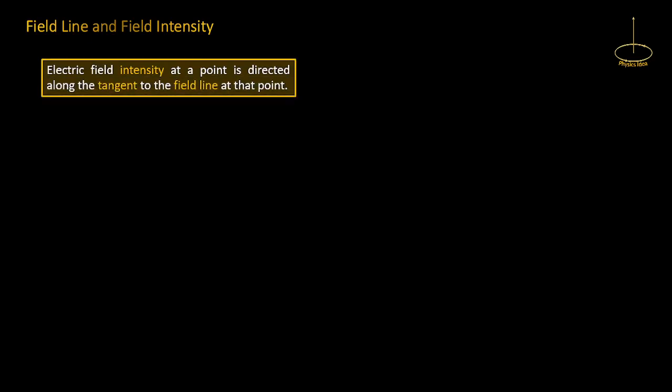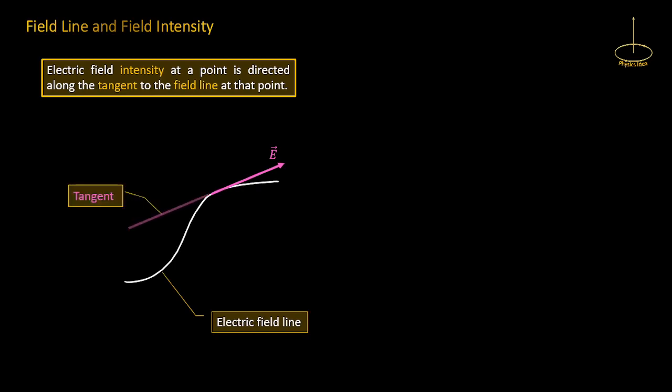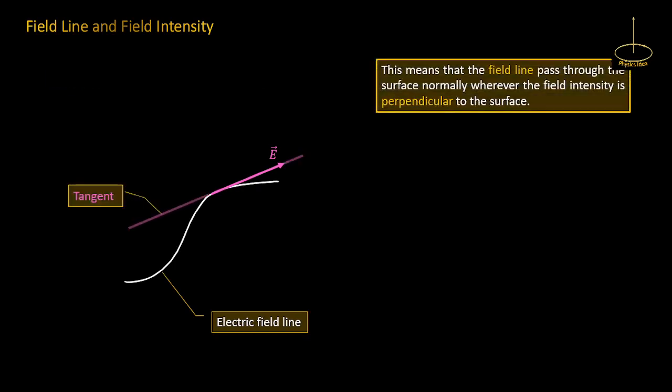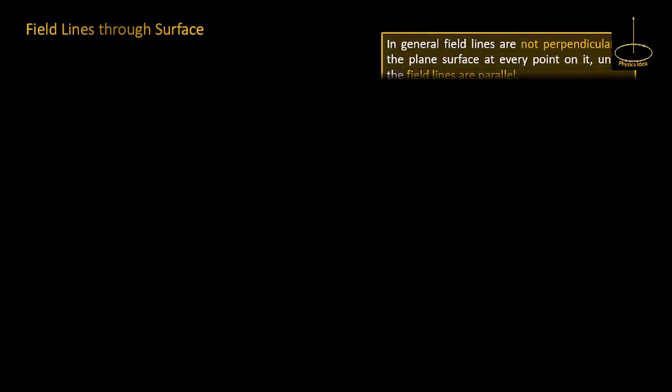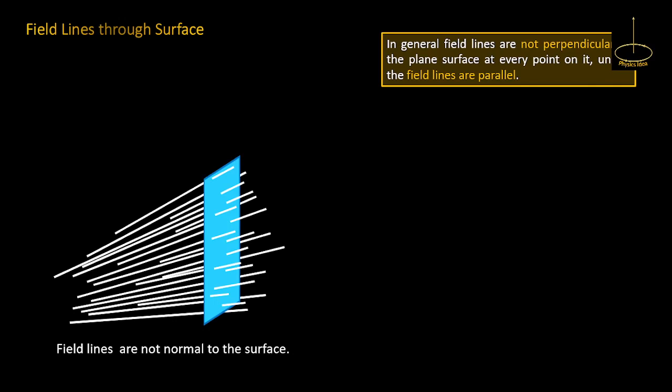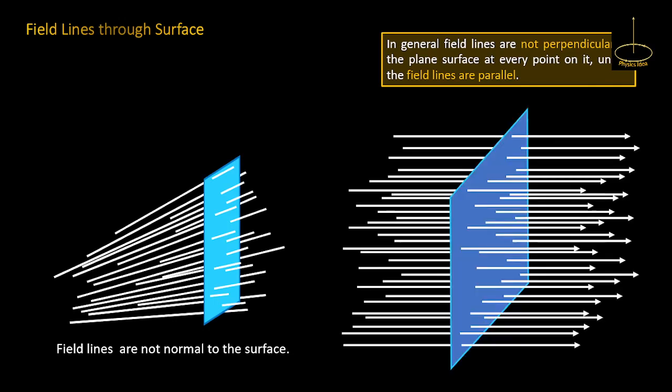Field line and field intensity. Electric field intensity at a point is directed along the tangent to the field line at that point. This means that the field line passes through the surface normally wherever the field intensity is perpendicular to the surface. Field lines through surface. In general, field lines are not perpendicular to the plane surface at every point on it unless the field lines are parallel.